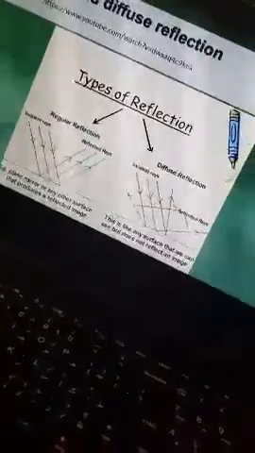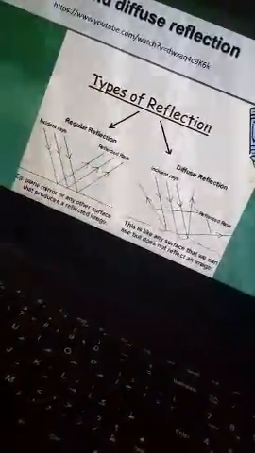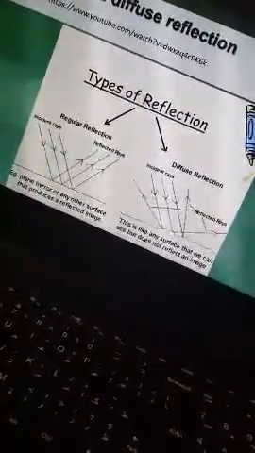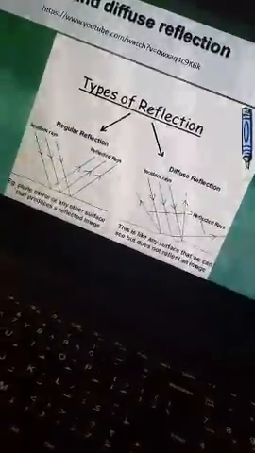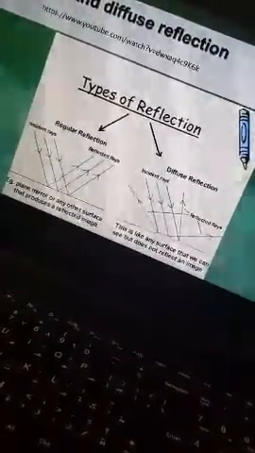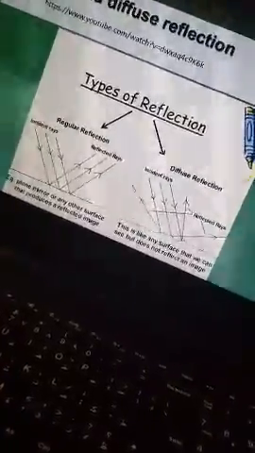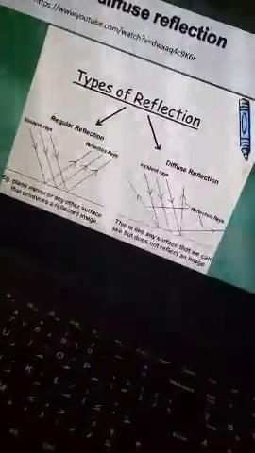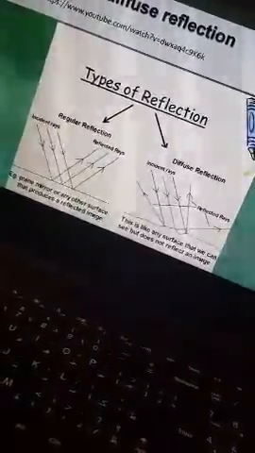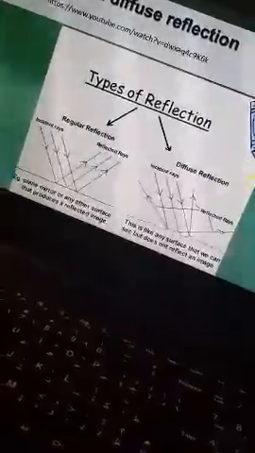Okay, for example, a mirror, because the surface is very smooth and shiny, so all the incident rays will reflect regularly, and all the incident rays are parallel and the reflected rays are parallel, so you can see the image of the object clearly. We call this type of reflection regular reflection in plane mirrors.